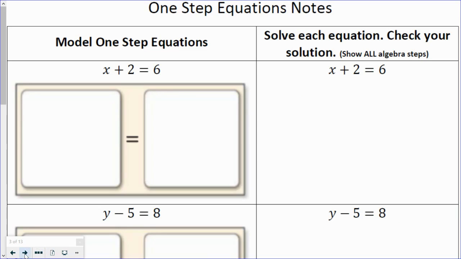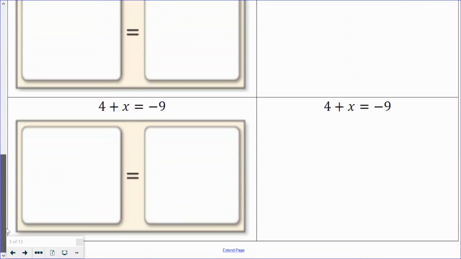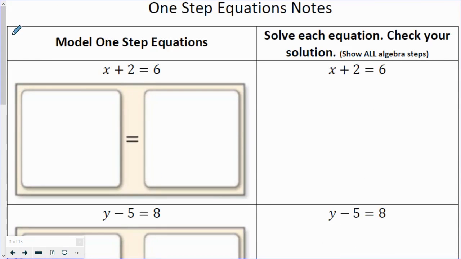We're going to be taking some notes today, so if you didn't print out the notes, get out your notebook to take these. We have our first set of 6 examples we're going to do, so you know about how much room you're going to need. We are going to model our one-step equations first, and then with each one, I will show you how we do it with algebraic steps.